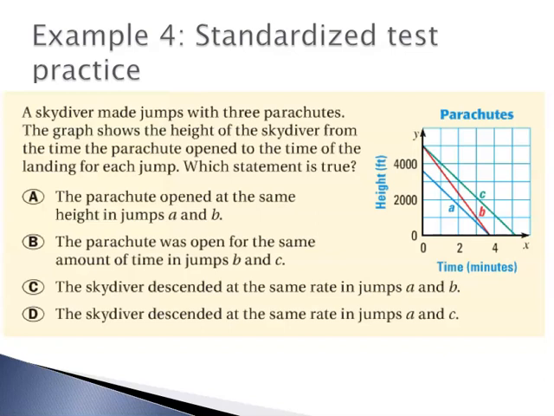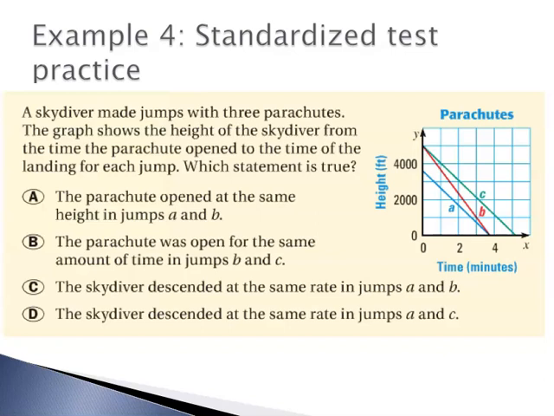All right, C, the skydiver descended at the same rate in jumps A and B. Now if you see the word rate, that means you're looking at the slope. So looking at jumps A and B, we can see that those two lines are not parallel to each other because it looks like they actually do cross right along the x-axis.